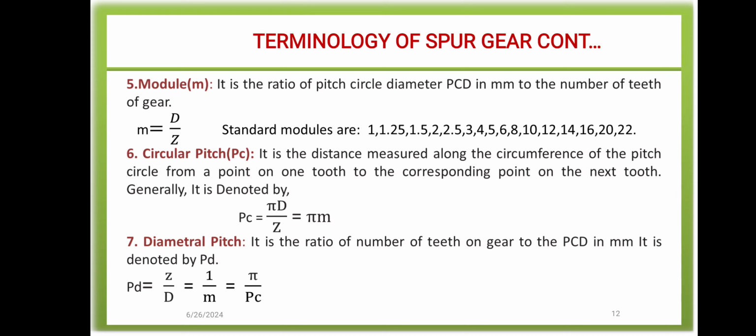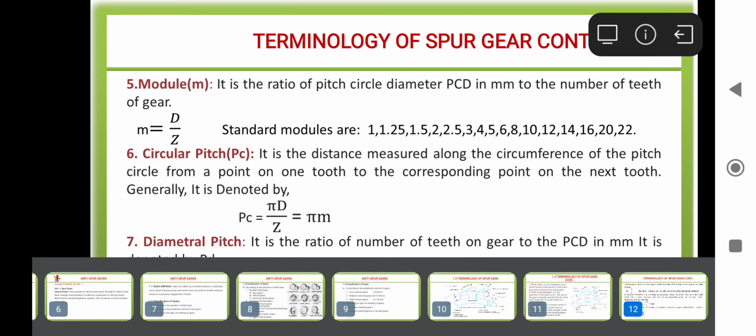It is the distance measured along the circumference of a pitch circle from a point on the tooth to the corresponding point on the next tooth. Generally it is denoted by pi D by Z, and its unit is mm. Number 7 is diametral pitch. It is the ratio of the number of teeth on a gear to the PCD in mm. It is Z by D, or the reciprocal of module.